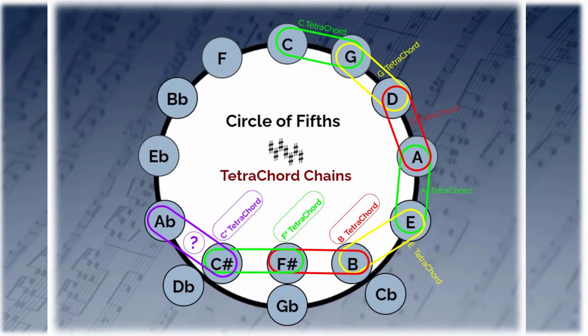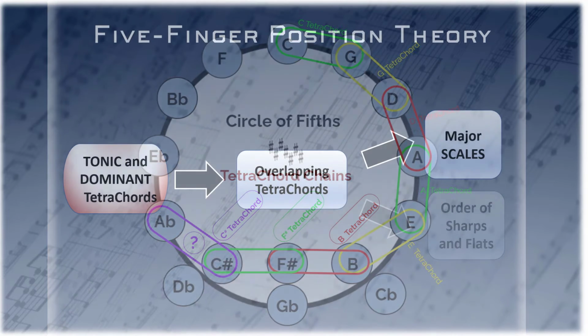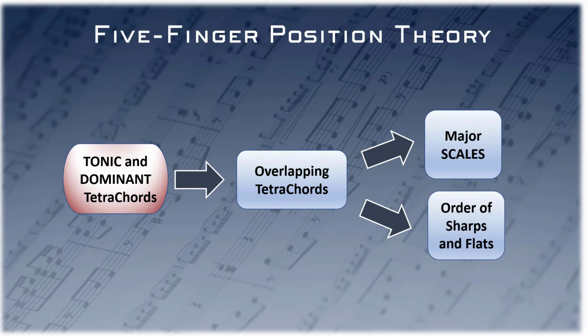Notice the green tetrachord chain at the top. The C tonic tetrachord and the G dominant tetrachord overlap to create the C scale. The G tonic tetrachord and the D dominant tetrachord overlap to create a G scale, and we produce a sharp. These tetrachord chains show the evolution of sharps and flats.